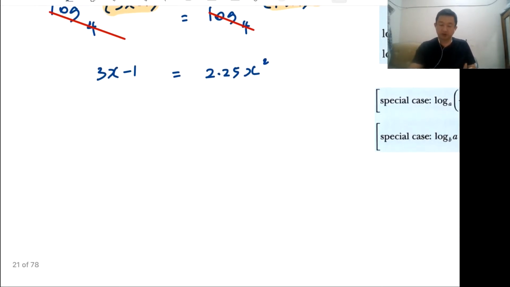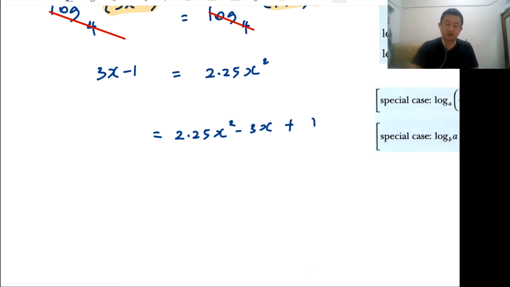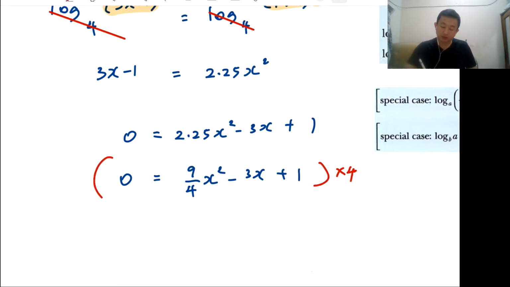So this is a quadratic. 2.25x squared minus 3x plus 1 equals 0. So this is the part that is confusing. So you're going to change it back to fraction form. 9 over 4 x squared minus 3x plus 1. So in order to solve the quadratic, you times 4 to make it a whole number.